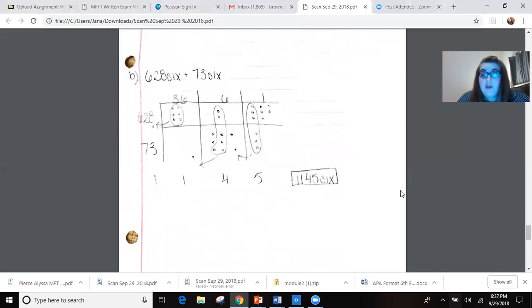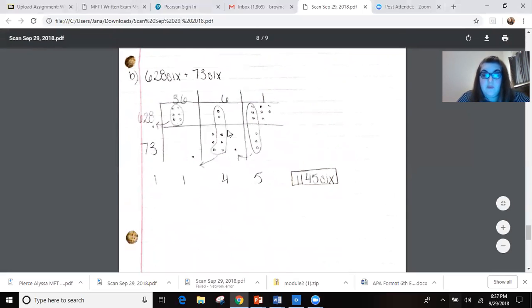B, same thing, only base of 6. So you're going to set up your table. 1 times 6 is 6. 6 times 6 is 36. Now, instead of using 5 dots to represent one of these, it would be 6 dots. So you're going to carry those over each table. So you have more than 6 dots here, you're going to carry 6 over to this column. More than 6 dots here, carry over to this column, and you end up with 1,145 in the base of 6.